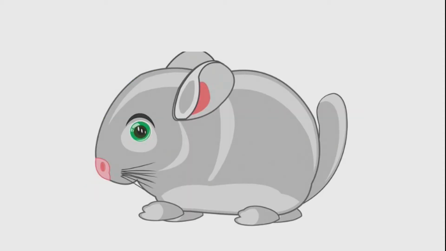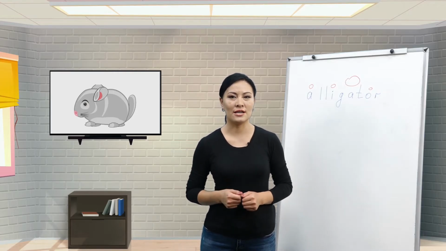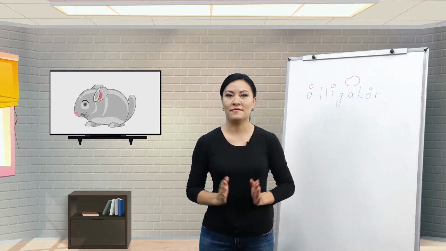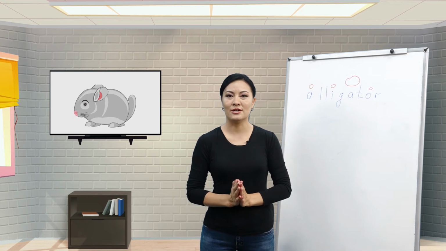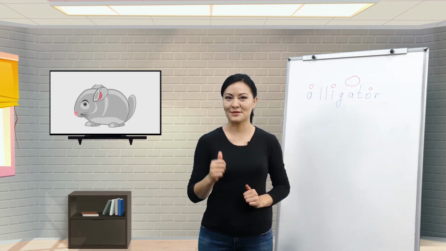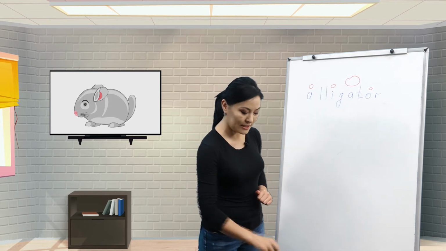Look, what is this? No, it's not a rabbit. It's a chinchilla. Repeat the word chinchilla. Chinchilla. Let's clap the word chinchilla. Chinchilla. Okay, can you clap yourself? Good job. Let's write the word on the board. Can you spell it?